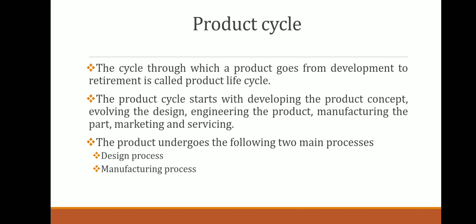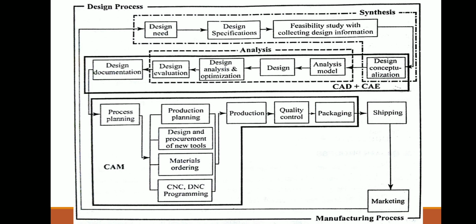So the product undergoes the following two main processes in its product life cycle: design process and manufacturing process. So we are going to discuss its product life cycle. The flowchart shows the life cycle of a product. The concept of a product will be developed based on the necessity of that product.